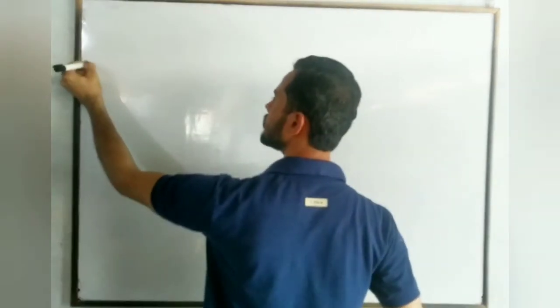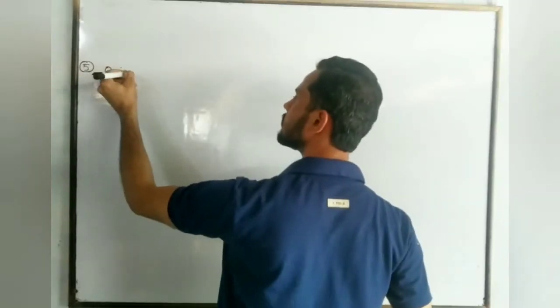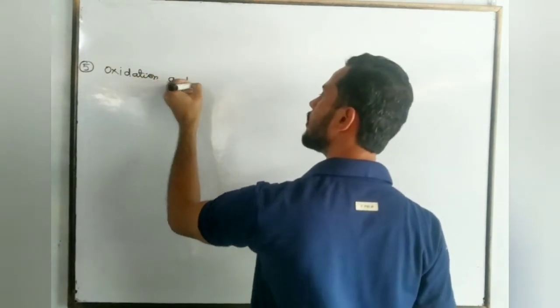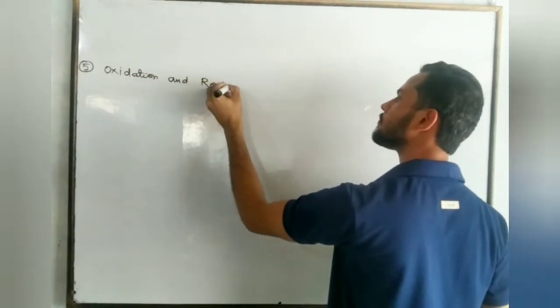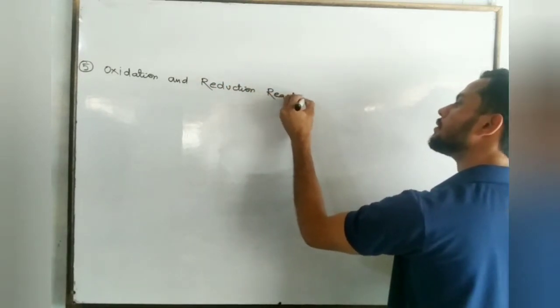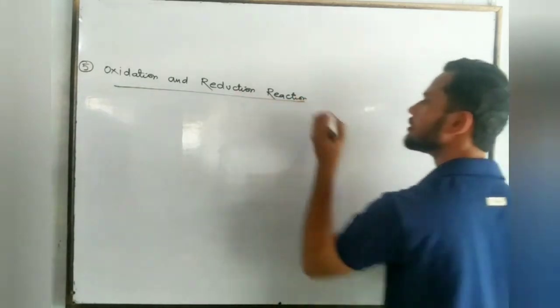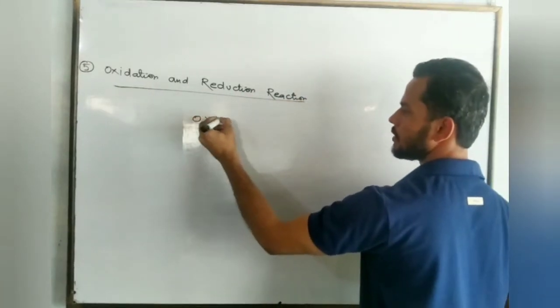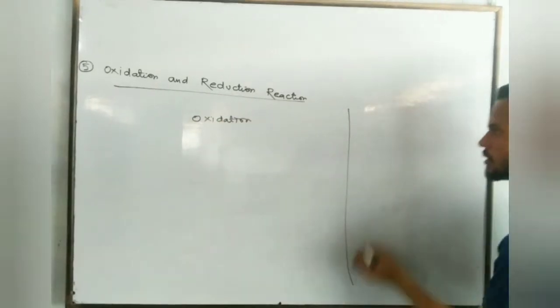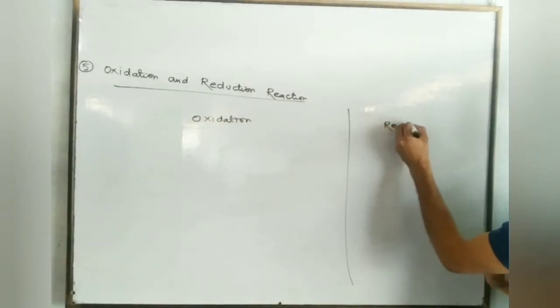So what is the fifth type of chemical reaction? The fifth type of chemical reaction is oxidation and reduction reaction. So what are oxidation and reduction reactions? Here we discuss the oxidation reaction and the reduction reaction.